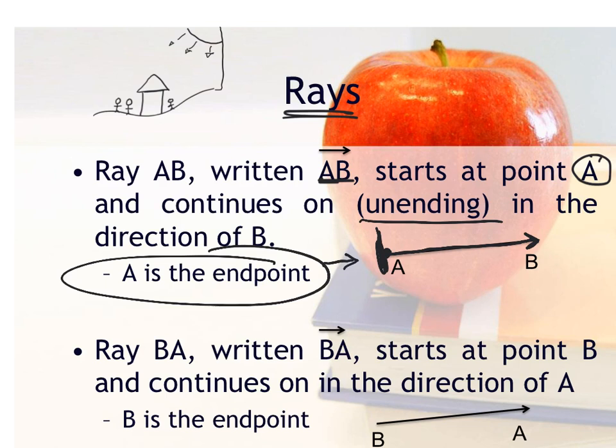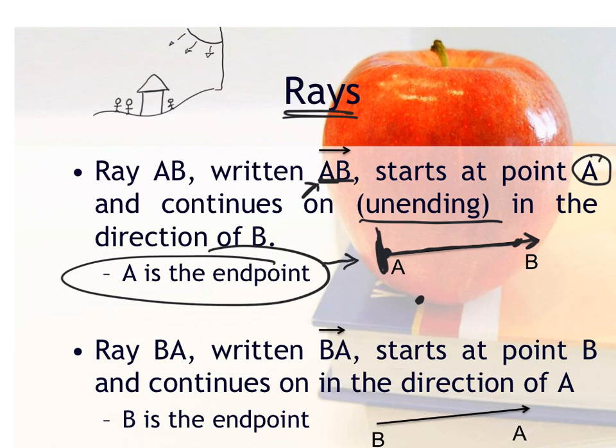You don't call B the end point because it doesn't stop in that direction. It keeps going and going and going. The sun's light, whether you like it or not, going through space goes on forever and ever. It dissipates, and maybe it's not as bright at some point, but it keeps going. So the point where it starts, the first letter in a ray, is called the end point, even though it's where it started. It's a weird name, but that's where it started.